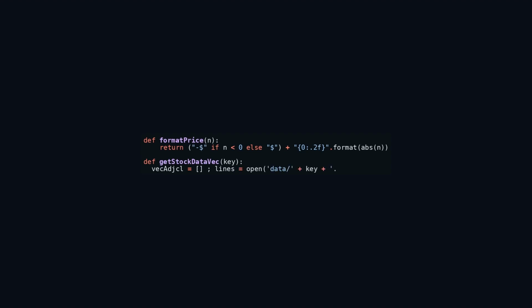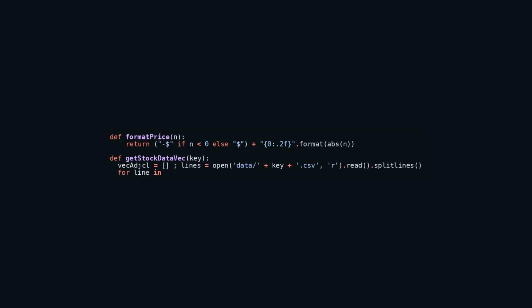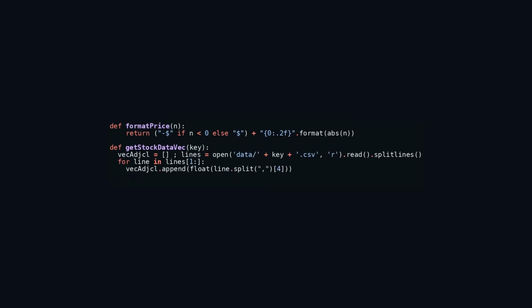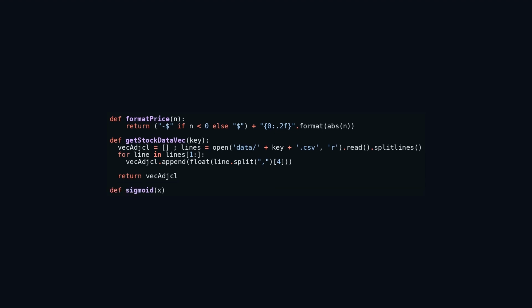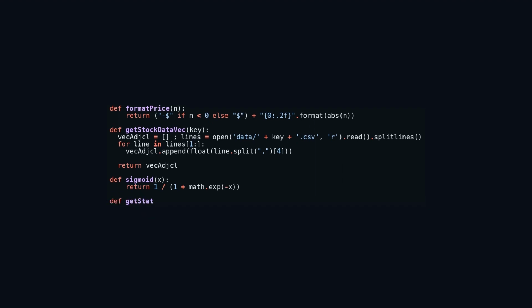2. Get stock data vec. In this function, stock data is read from a CSV file, probably containing historical stock prices. It extracts the adjusted closing values linked to a specific key and then compiles them into a list. 3. Sigmoid is used to compute the sigmoid function of a given input x. This function is a common tool in machine learning and neural networks. It introduces nonlinearity into the output of models to enhance their predictive capabilities.